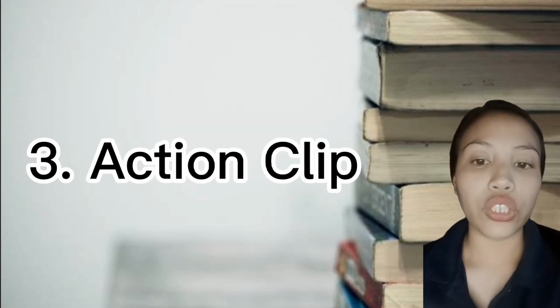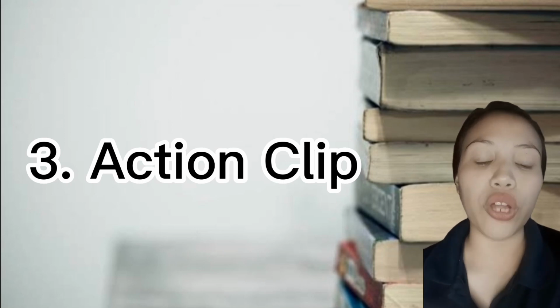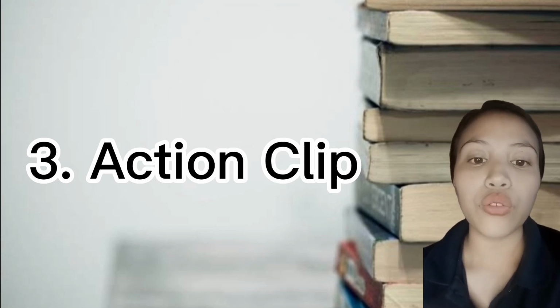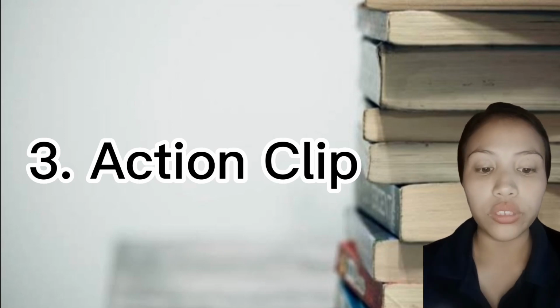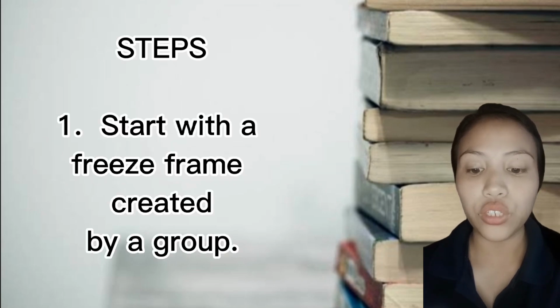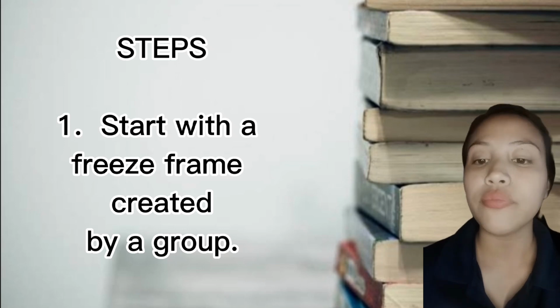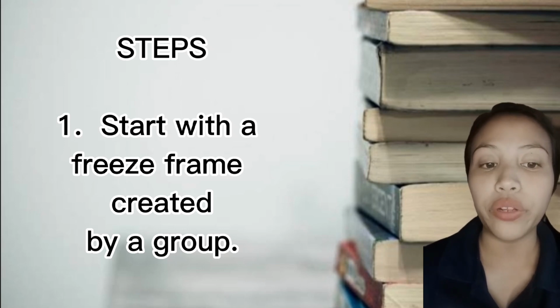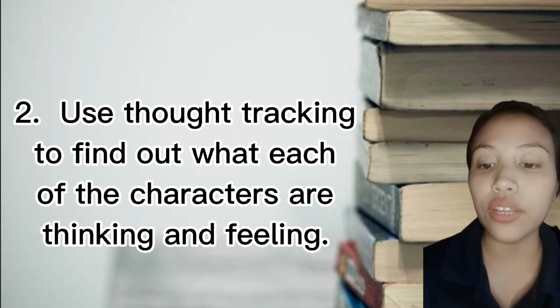Third, action clip. Working with freeze frames is a very accessible drama strategy, suitable for those new to drama as well as old hands. It is only a small step to move from still image into improvisation. Just follow these steps to create an action clip. First, start with a freeze frame created by a group. Second, use thought tracking to find out what each of the characters is thinking and feeling.